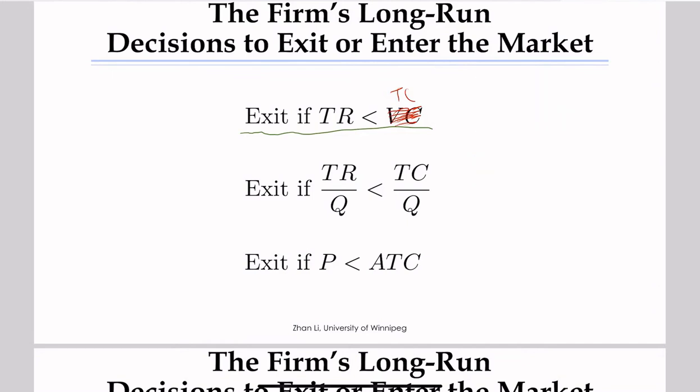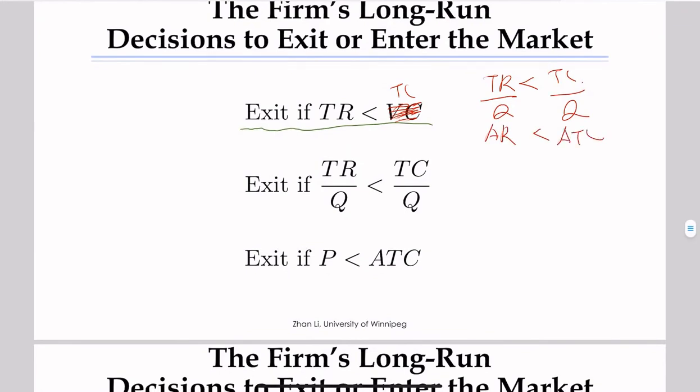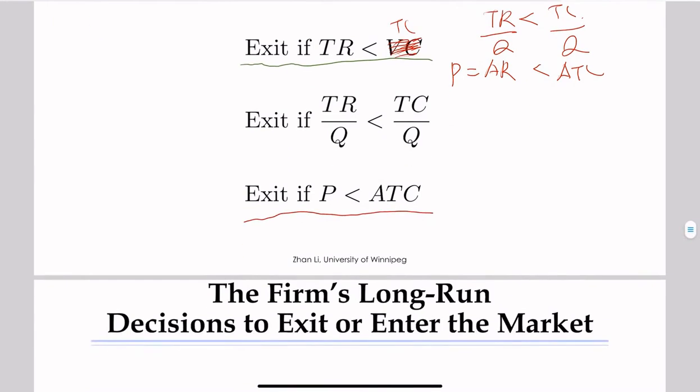So we have this condition: total revenue smaller than total cost, and then we divide it by quantity. So this gives us average revenue smaller than average total cost. And then we know that for a competitive firm, average revenue equals price. So the condition for a firm to exit the market is price smaller than average total cost.